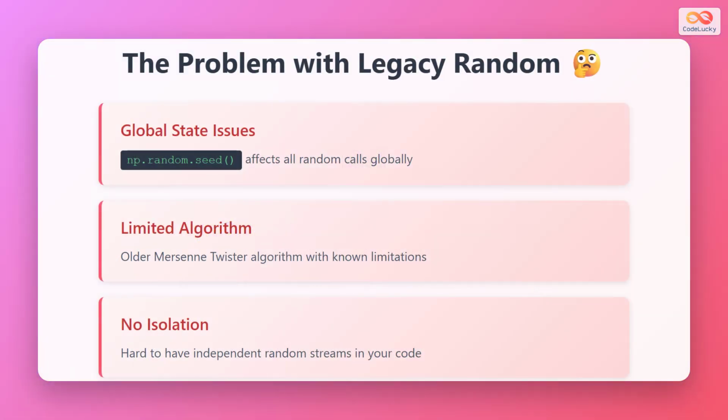Before we dive into the new generator, let's understand why NumPy introduced it. The old approach using np.random.seed had several problems. First, it created global state issues where np.random.seed affected all random calls globally in your entire program. Second, it relied on the older Mersenne twister algorithm, which has known statistical limitations. Third, there was no isolation, making it hard to have independent random streams in your code. These issues made code harder to test and debug, especially in larger applications.